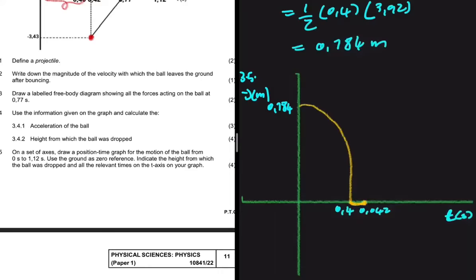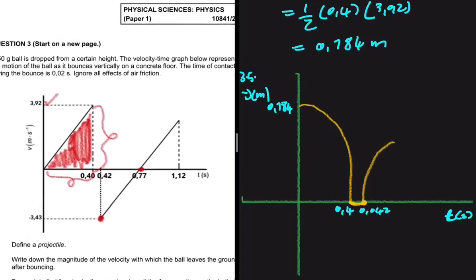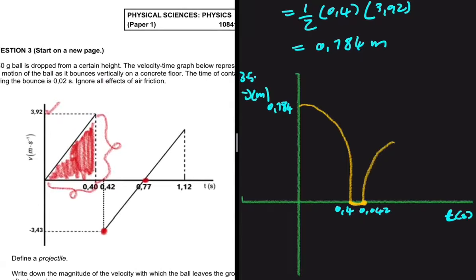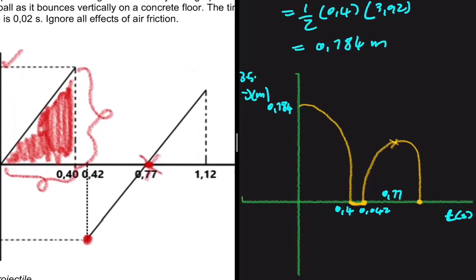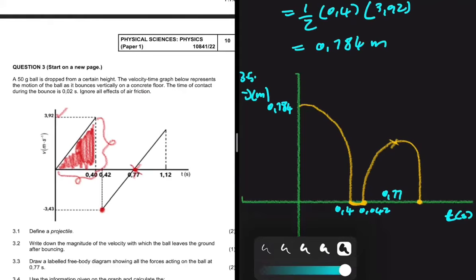And then our ball will leave the ground. Obviously, it reaches another maximum height. We can see that from our velocity-time graph, right? It reaches another maximum height, and then it goes down to strike the ground again. So there at the maximum height, we have a time which is 0.77 seconds. Here it is right here. And then the entire time for the motion is 1.12 seconds. And I think we've indicated all that we needed to indicate.